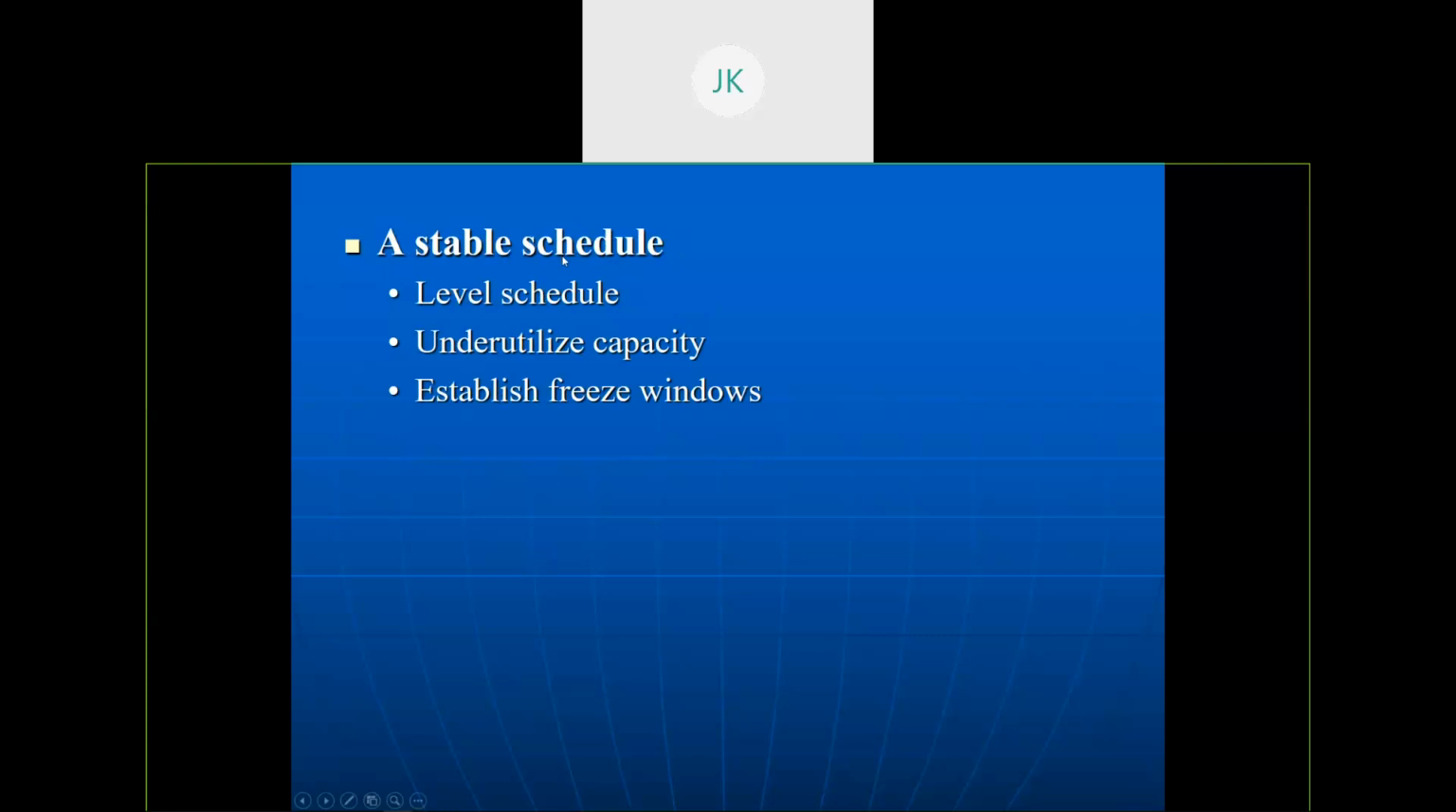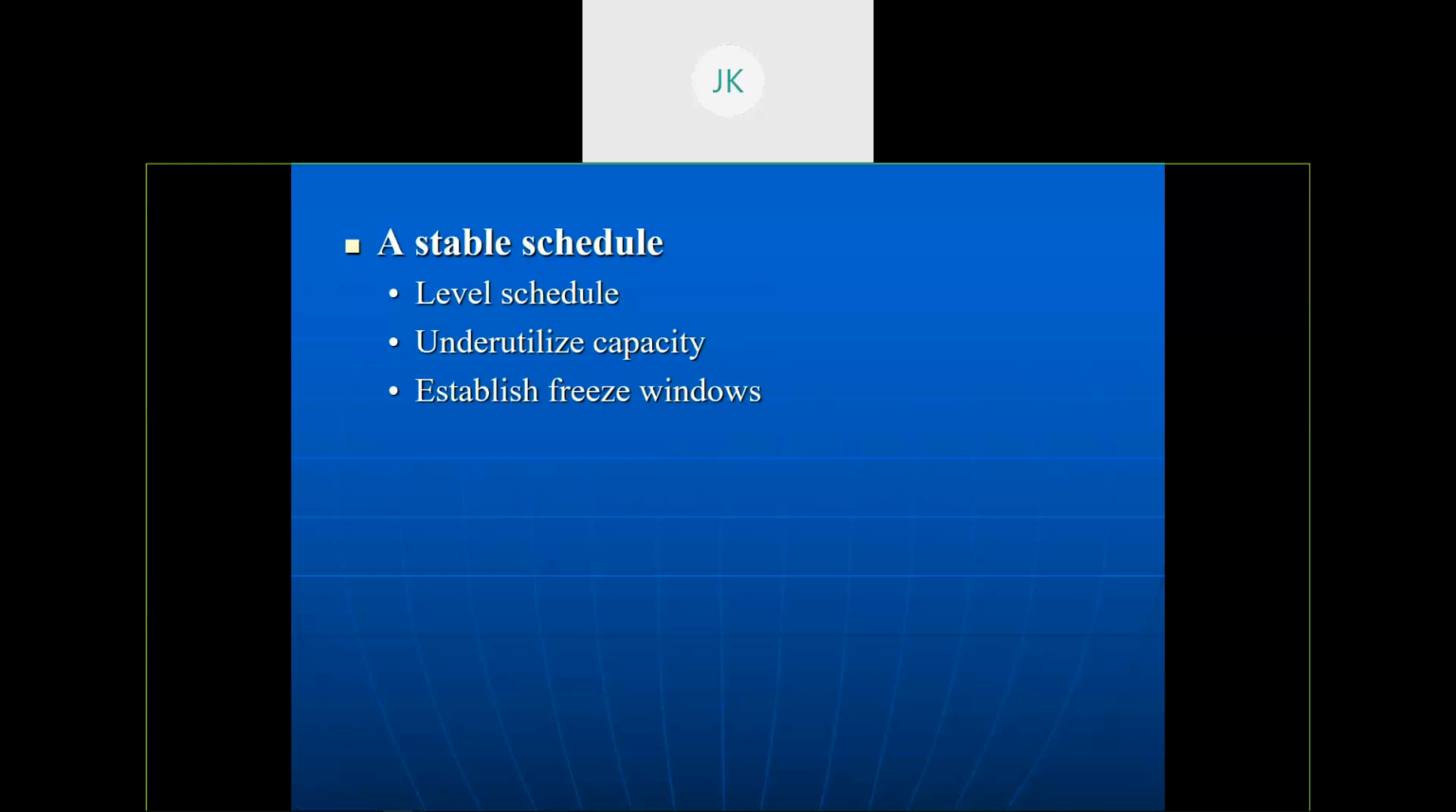A stable schedule, a level schedule, the same schedule, reduces unnecessary capacity and underutilized capacity. Way earlier, we talked about this when we talked about capacity. Underutilized, best operating level, 80% for a manufacturing system, 70% for a service system, and establish freeze windows.